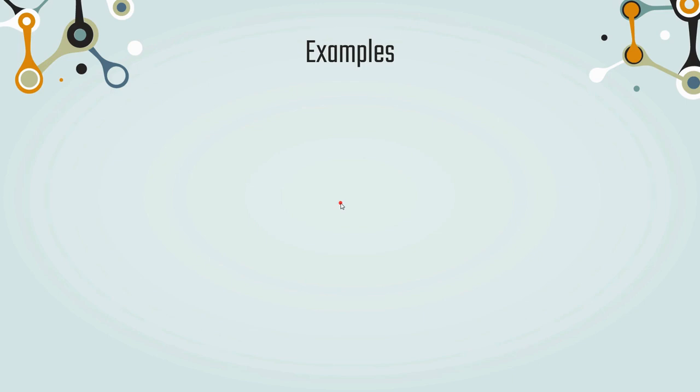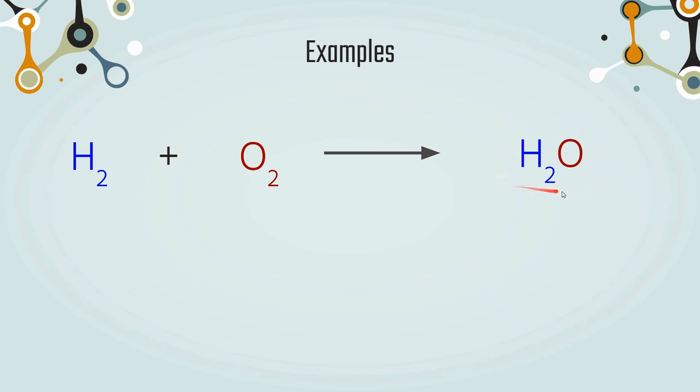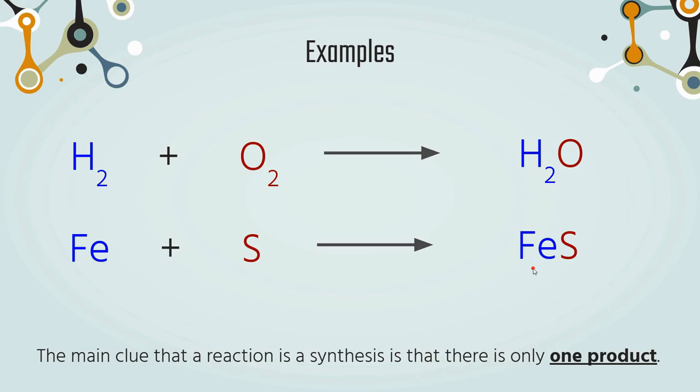Some examples of synthesis reactions. If we were to put hydrogen and oxygen together, we would get as a product H2O. This reaction is extremely explosive if done at normal temperatures with the two gases, and it's not that easy to show. Another example would be iron, Fe, plus sulfur, S, are two reactants, and they're becoming FeS, or iron sulfide, as our product. The main clue in all of these reactions to know that they're a synthesis reaction is that there is only one product. When we only have one product and multiple reactants, we know that we have a synthesis.